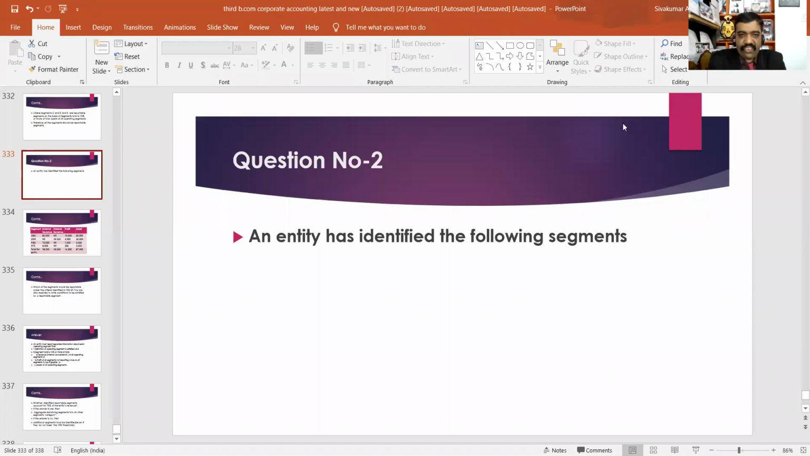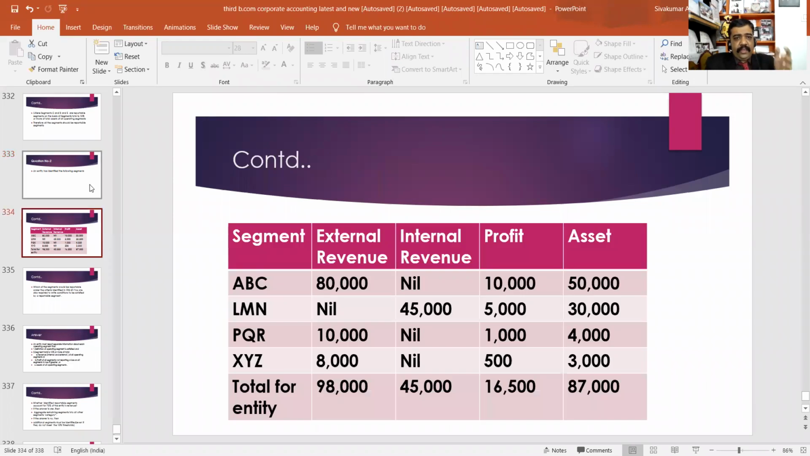Okay, now we are to discuss another question related to segment reporting. Please look at the question. Question number 2. An entity has identified the following segments. The details are given in the question: Segment ABC, LMN, PQR, XYZ. And the total for the entity is given in the question.